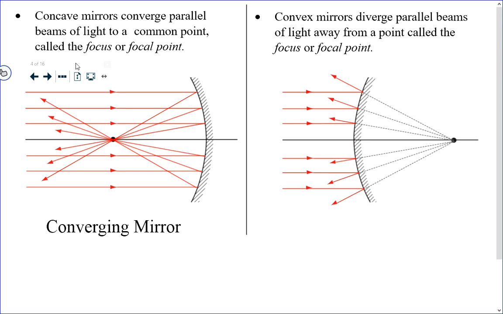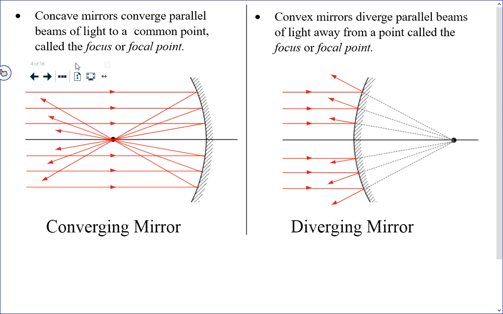On the other hand, when we take a look at the parallel beams of light coming in from the left on the convex mirror, which is the right-hand side of this frame, all of the parallel beams of light reflect away from each other. They, what we call, diverge from each other. And if we were to trace back their paths through the mirror, behind the mirror, we would discover that they are all diverging away from a specific point. And that point is the focal point or the focus.